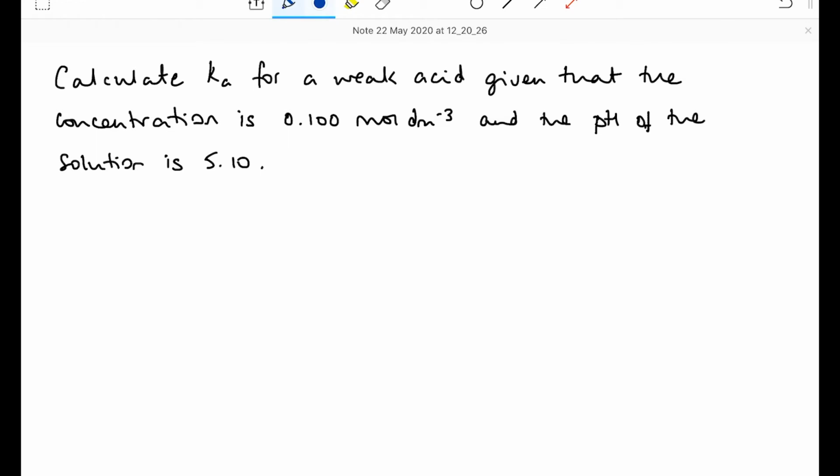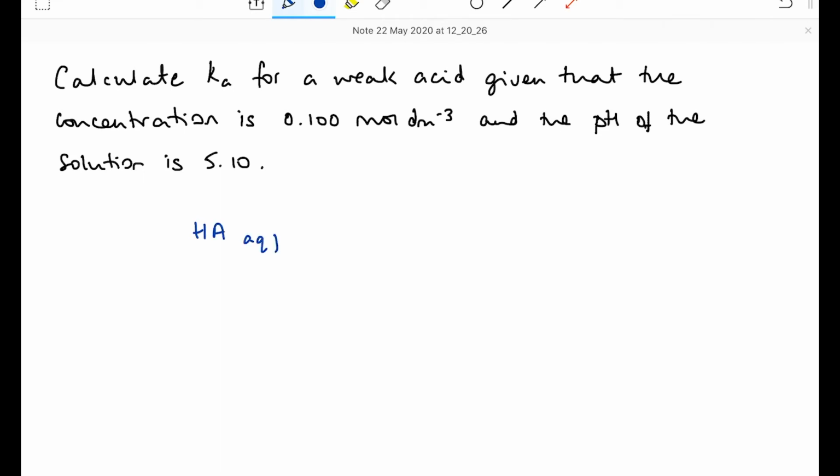I want to work through this question very, very slowly in a lot of detail so that you can get your head around these relationships that we've been talking about: the Ka, the acidity constant, pH, concentrations, and position of equilibrium in terms of a weak acid. So calculate Ka for a weak acid given that the concentration is 0.1 mol per decimeter cubed and the pH of this solution is 5.10. We don't know what the acid is, but that doesn't actually matter because we have all the information.